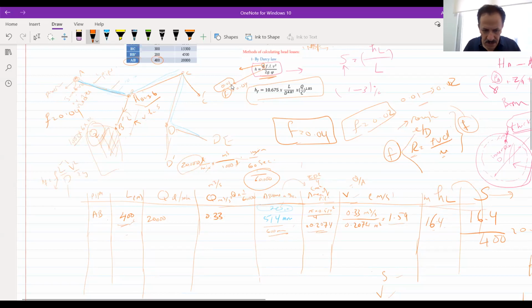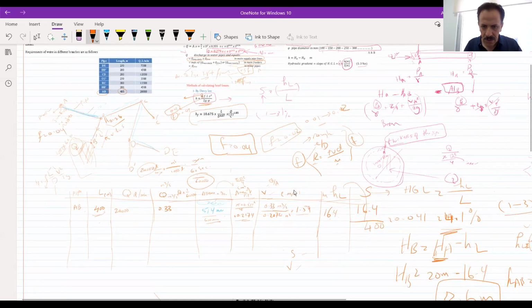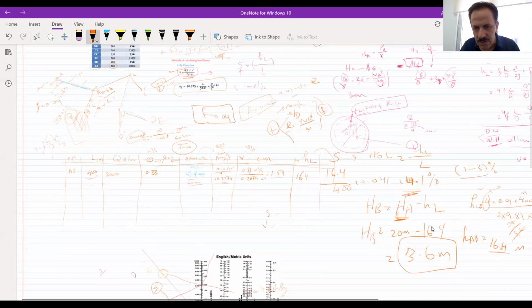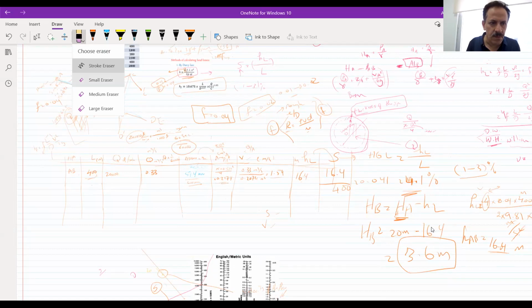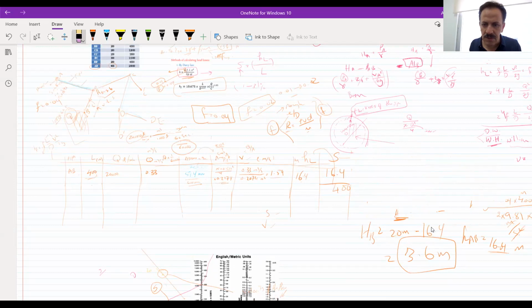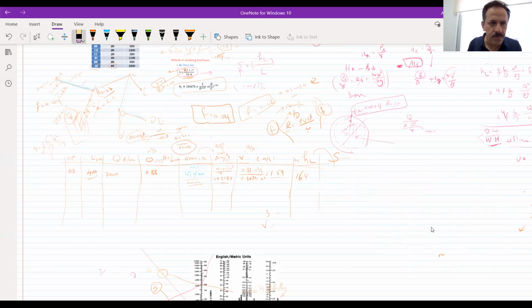Before that, we should add another column here. This column is to find the value of S. We said S is the head loss divided by the length of the pipe. So 16.4 divided by the length of the pipe, which is 400, which is equal to how much, we see?